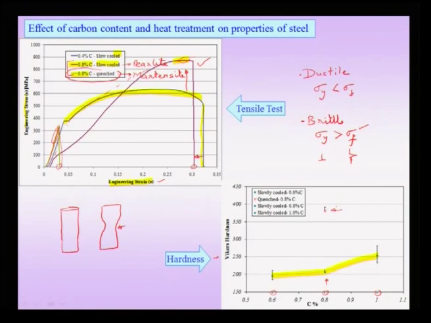So, I can increase my hardness by increasing the carbon percentage along this curve, or I can take a fixed percentage of carbon like my 0.8% carbon and do a quenching, which can give me a very high hardness, and this is a Vickers hardness which is being measured here. Of course, we all know that for 0.6% carbon steel we have a microstructure which contains pro-eutectoid ferrite, and in this case we have a pro-eutectoid cementite.